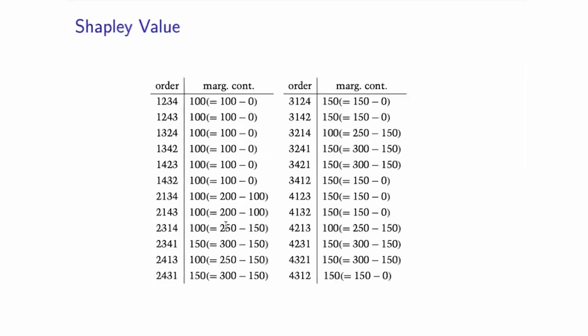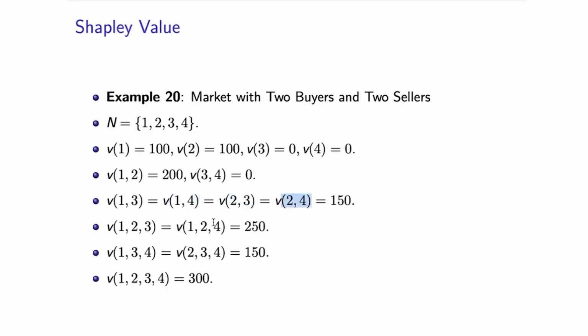Okay. So since you have got 4 players, right, we have to consider all the possible orders. So this is basically all the different ways of entering, given by 4 factorial, right?